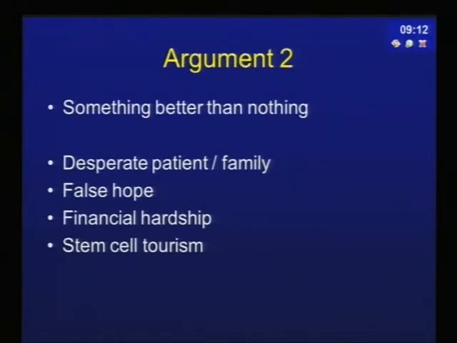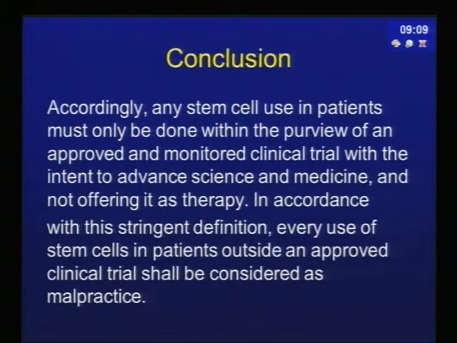So I would conclude by saying, again from the guidelines, any stem cell use must be done only within the purview of a clinical trial. And every other use of stem cells outside an approved trial should be considered as malpractice. These are all statements. I just copy. I don't normally make busy slides like this. I don't put slides with so much text on them. But this is just copy-paste from existing guidelines, existing national-level documents, which unfortunately we don't have the legislation to enforce. Thank you.